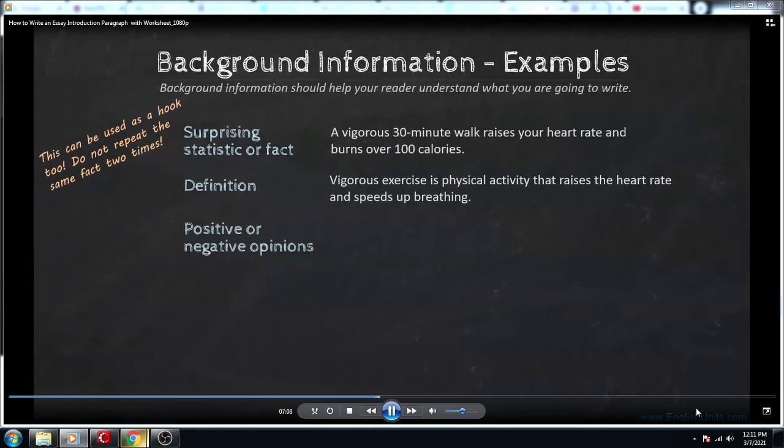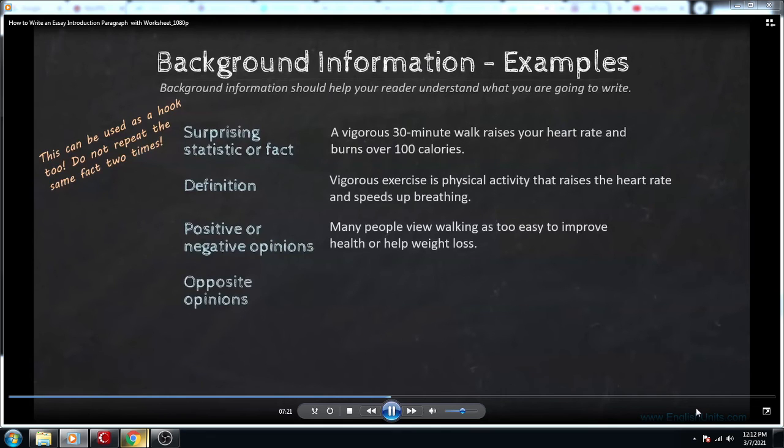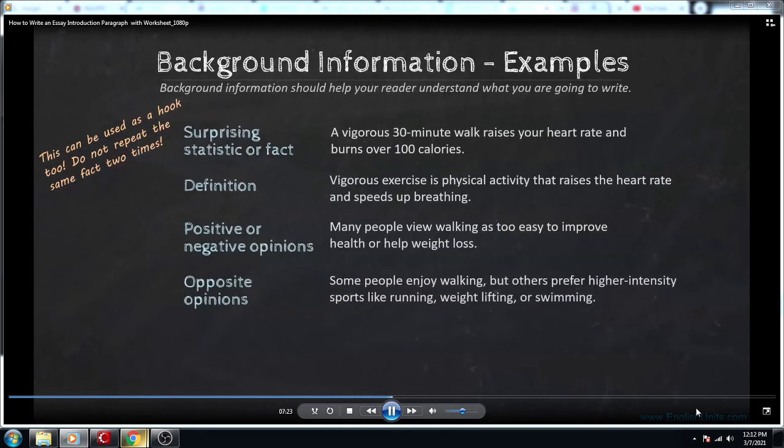Another type of background information would be positive or negative opinions that people have about your topic. For example, many people view walking as too easy to improve health or help weight loss. You can also write about opposite opinions. Some people enjoy walking, but others prefer higher intensity sports like running, weightlifting, or swimming.